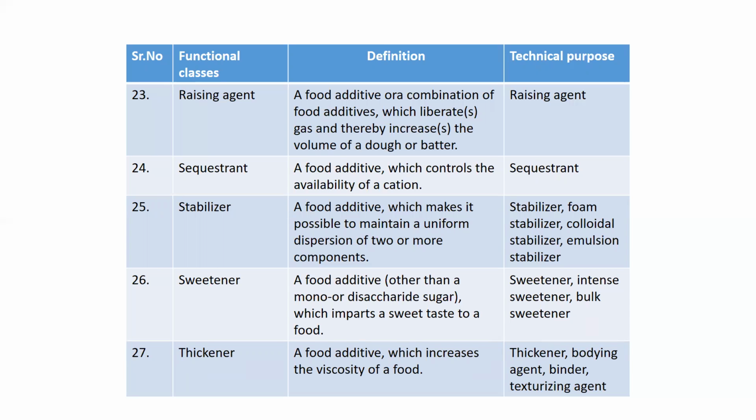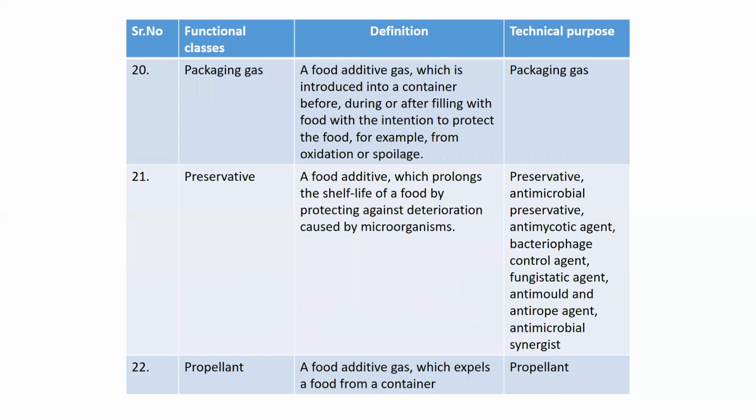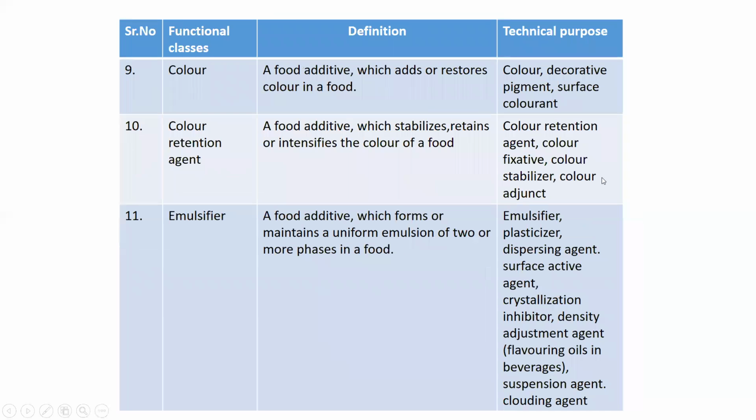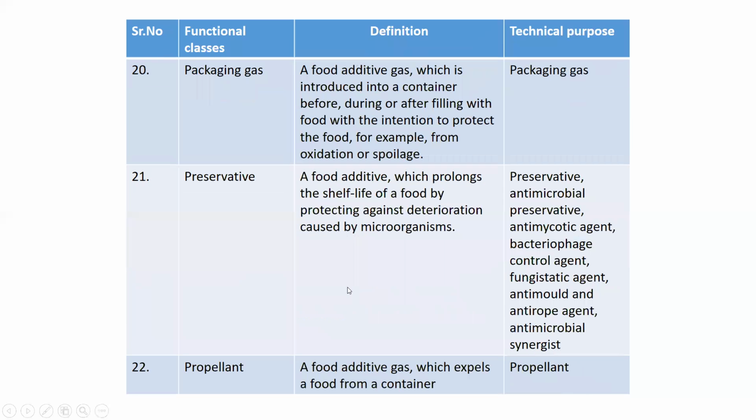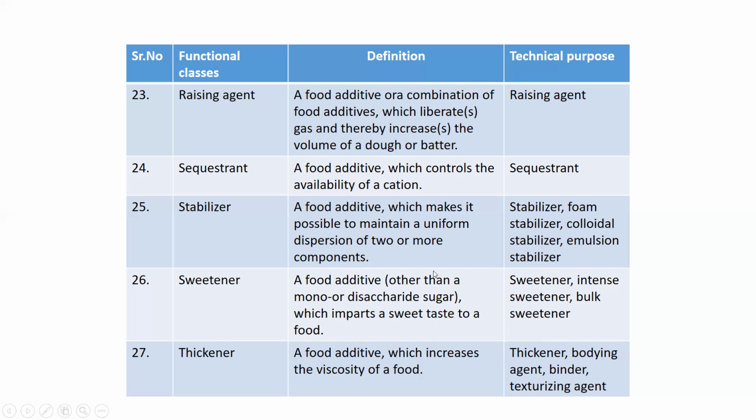Sequestrant, a food additive which controls the availability of a cation, that is called sequestrant. Next is stabilizer, a food additive which makes it possible to maintain a uniform dispersion of two or more compounds. That is called a stabilizer. Generally, people get confused between emulsifier and stabilizer, so you must keep this definition in mind. Stabilizer is a food additive which makes it possible to maintain a uniform dispersion of two or more compounds, whereas an emulsifier is a food additive which forms or maintains a uniform emulsion of two or more phases in a food. Okay, so this must be kept in mind as people usually get confused between stabilizer and emulsifier.